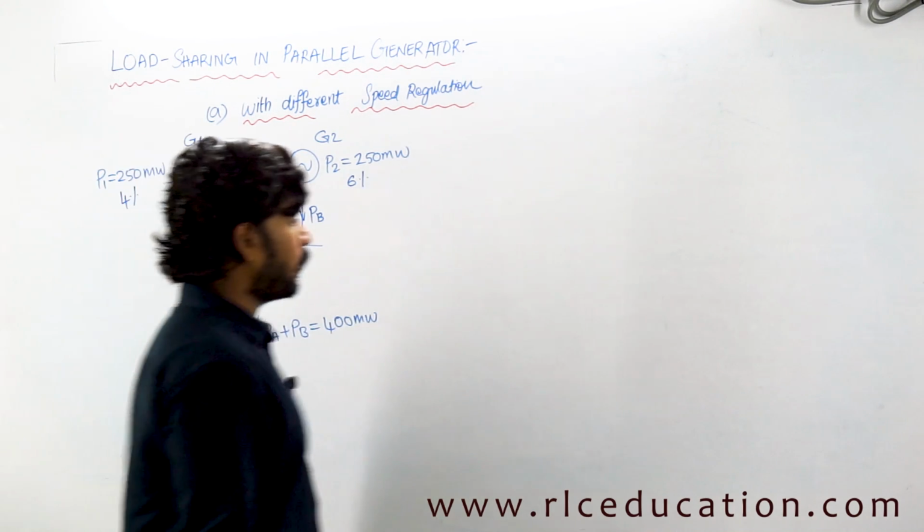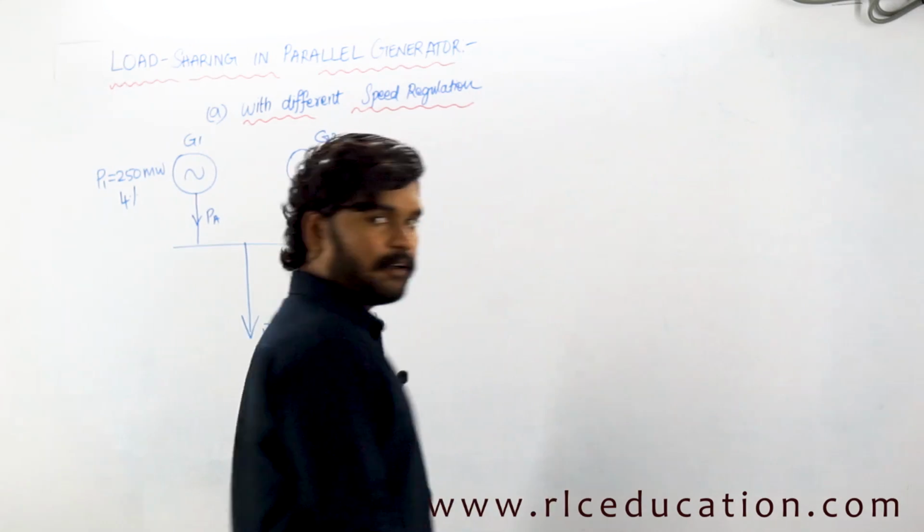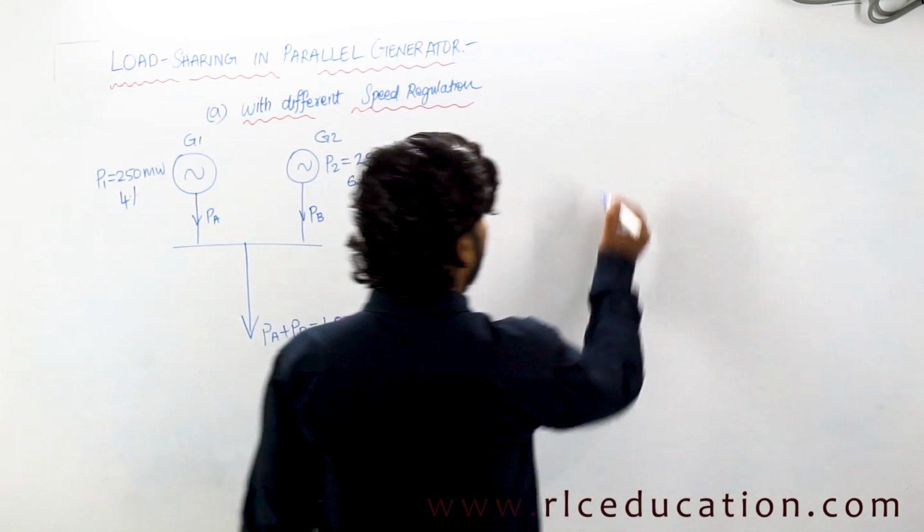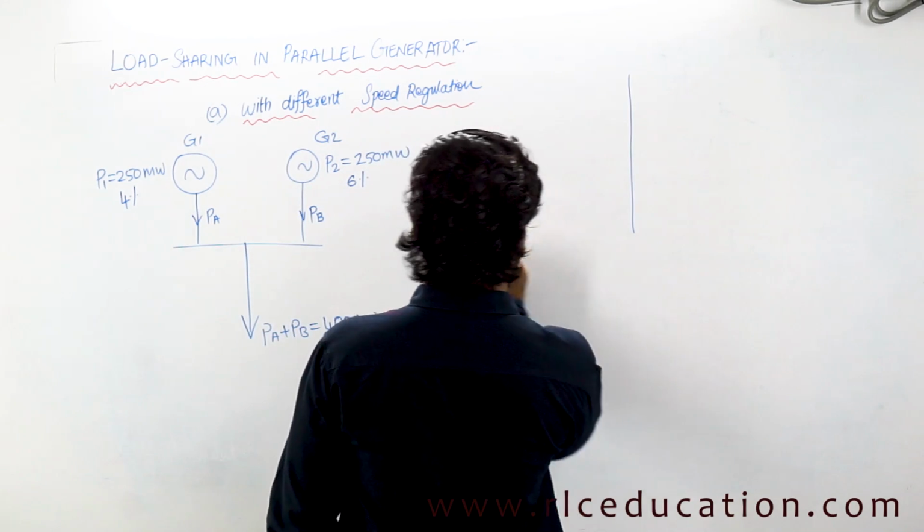PA is the power supplied by the first generator, PB is the power supplied by the second generator. Okay, now I am going to draw one frequency versus power graph for both generators at the same time. So just look at this graph which I am going to draw over here.